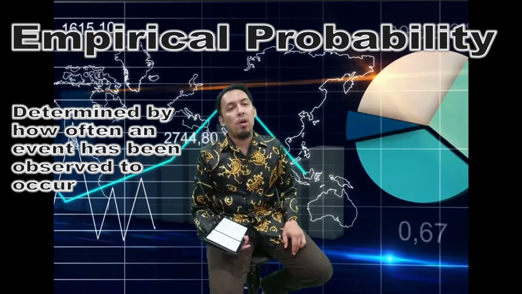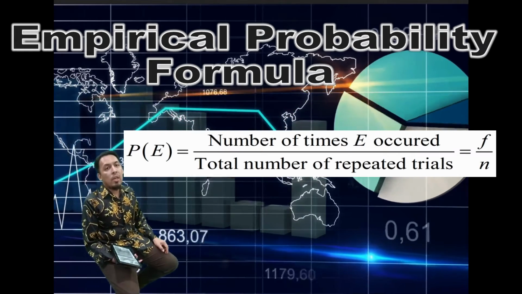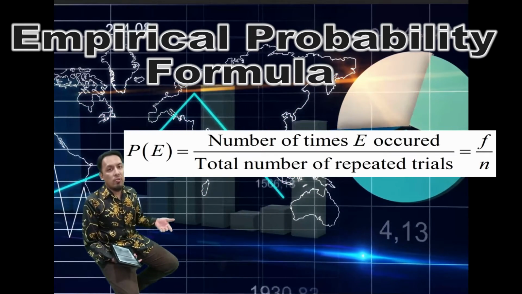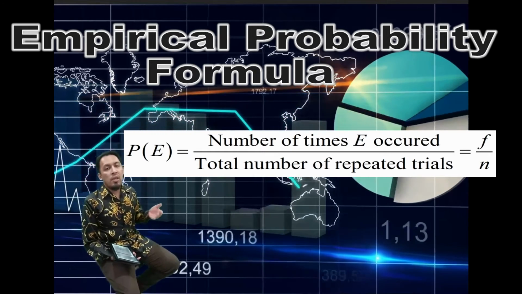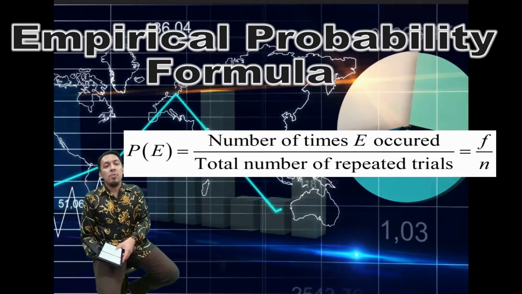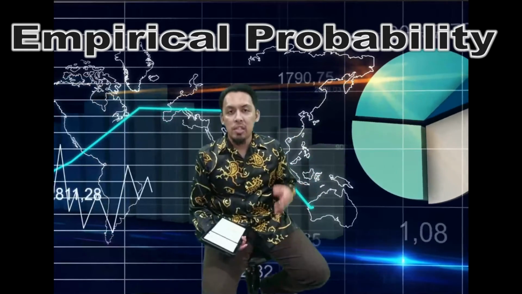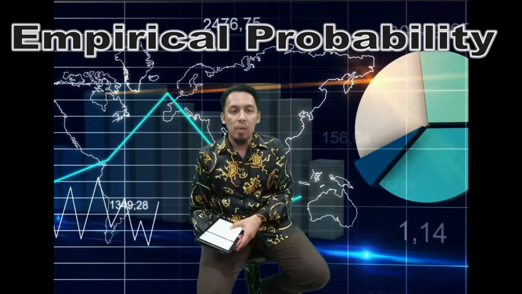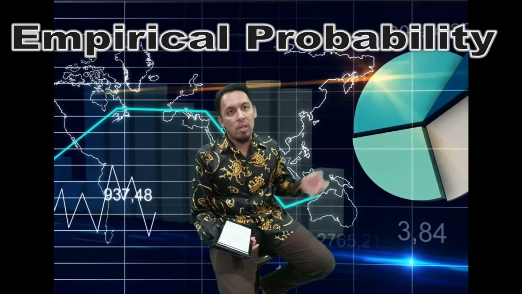So let's look at the formula of empirical probability. So we have the probability of an event, P(E), equal to the number of times that event occurred, which is the frequency of an event, denoted as f, divided by the total number of repeated trials, which is the total frequencies, denoted as n. So experimental probability is the likelihood of an event estimated by repeating the experiments a large number of times and observing the outcomes. So let's try to understand this kind of probability, right, through this example.